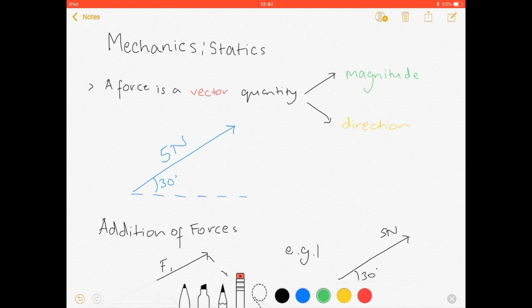For example, we've got a diagram at the bottom which shows us that a 5 Newton force is acting at 30 degrees to the horizontal. So in this case, the magnitude is 5 Newtons and the direction is 30 degrees to the horizontal.